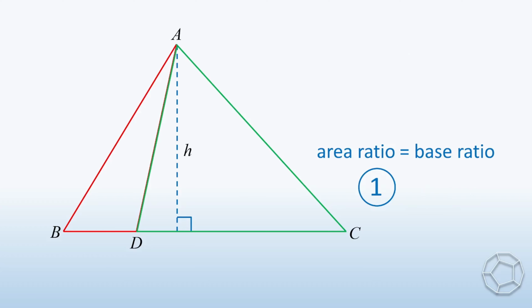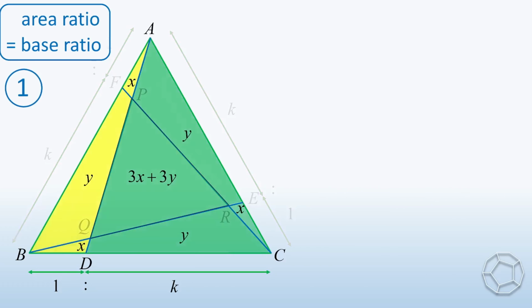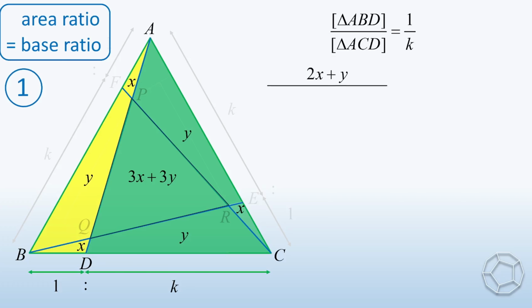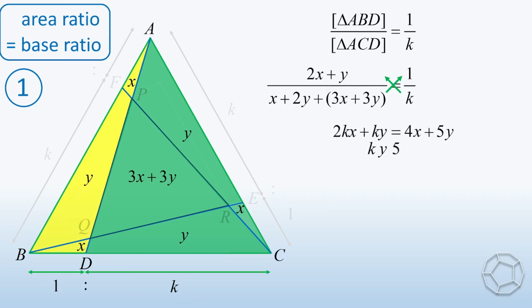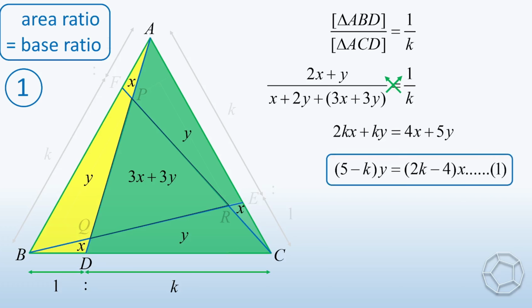Now go back to the original figure. Let's look at these two larger triangles. Because they share the same height, the area ratio is equal to 1 over k. That is, (2x plus y) over (x plus 2y plus 3x plus 3y) is equal to 1 over k. Cross multiply the equation. We put the y terms on the left and the x terms on the right. It becomes (5 minus k) times y is equal to (2k minus 4) times x. Let's call this equation 1.